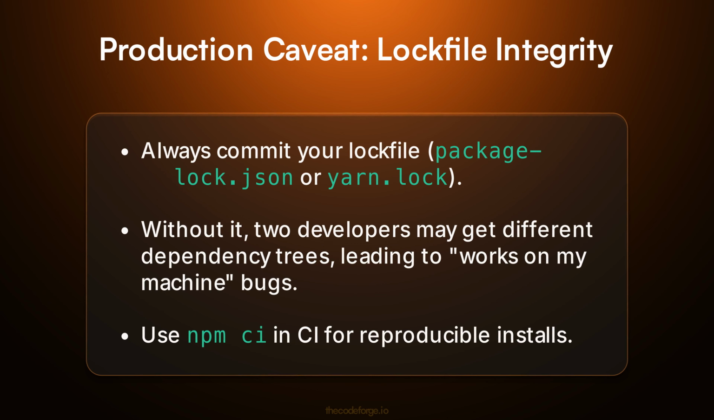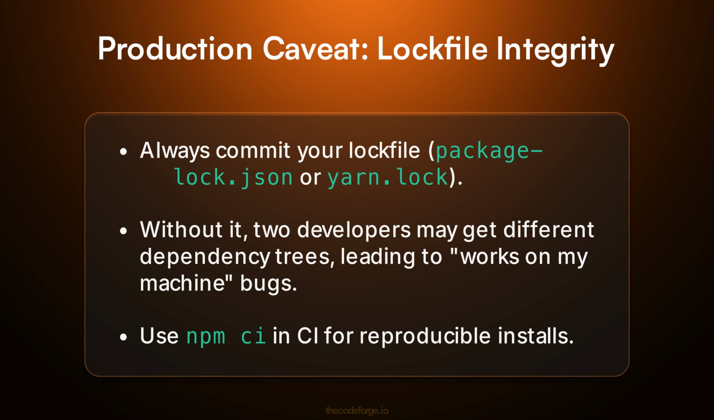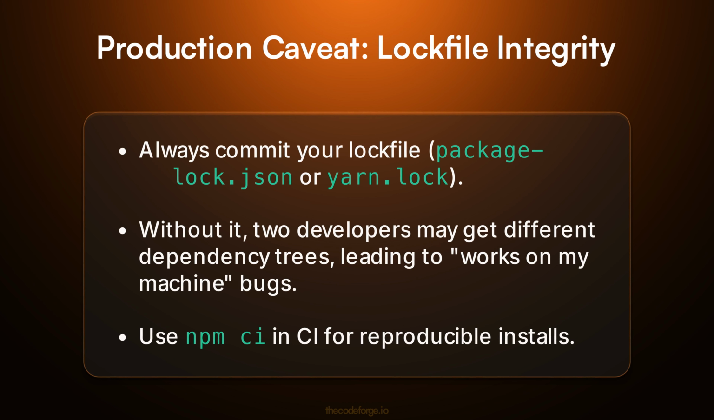Always commit your lockfile: package-lock.json or yarn.lock. Without it, two developers may get different dependency trees, leading to "works on my machine" bugs. Use npm ci in CI for reproducible installs.